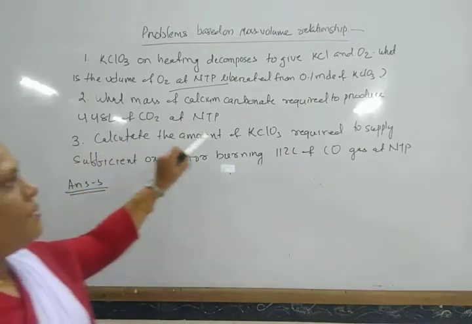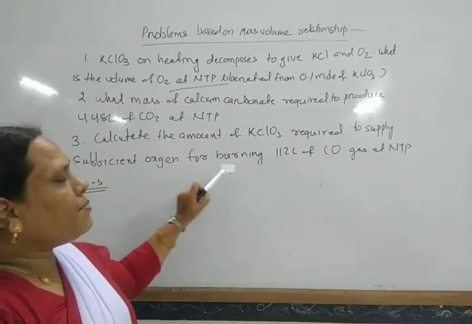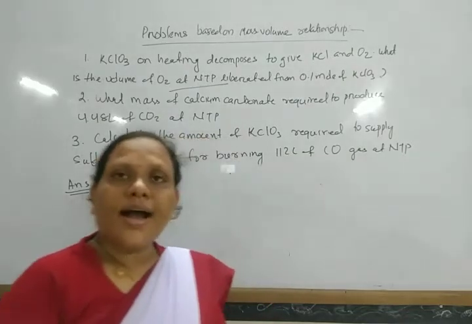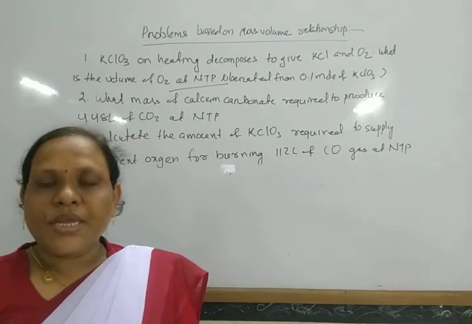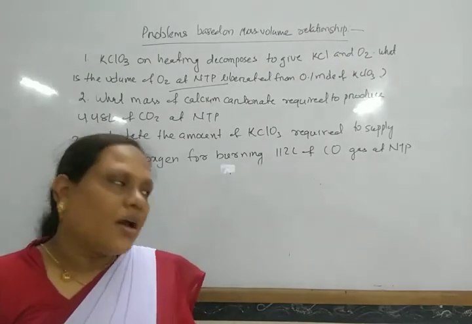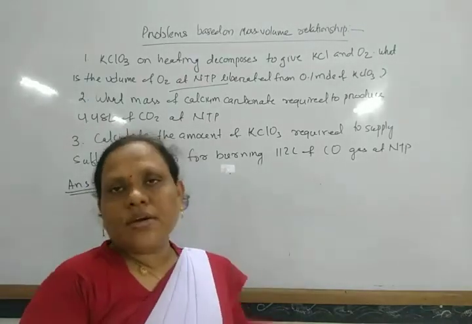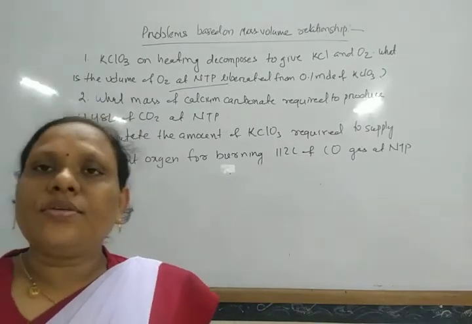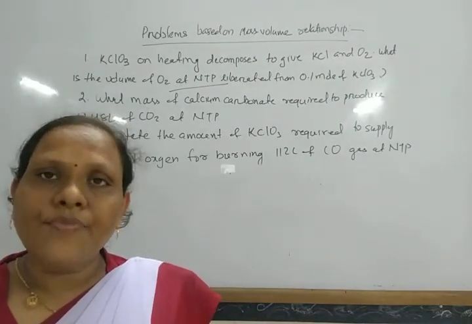Calculate the amount of potassium chlorate required to supply sufficient oxygen for burning 112 liter of carbon monoxide gas at NTP. So here 2 equations are there. You can solve this question in 2 steps, or if you write one overall equation, you can solve by only one method, one step.